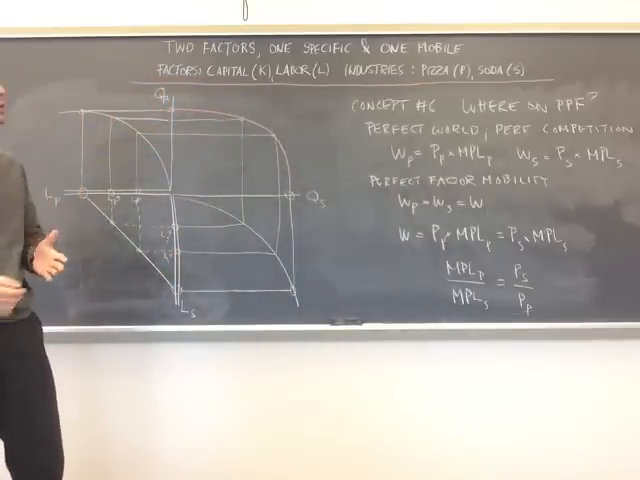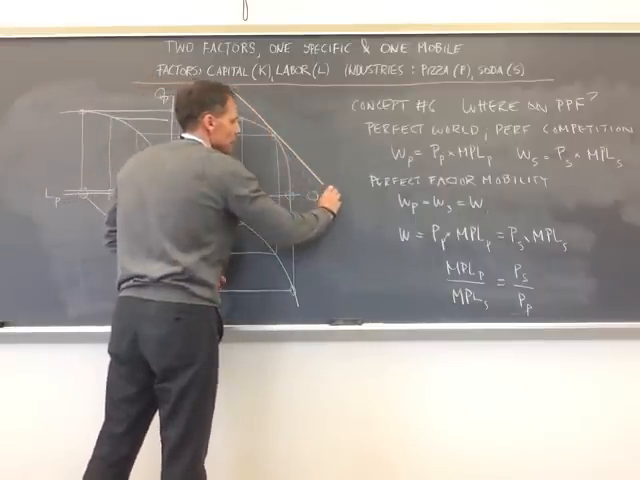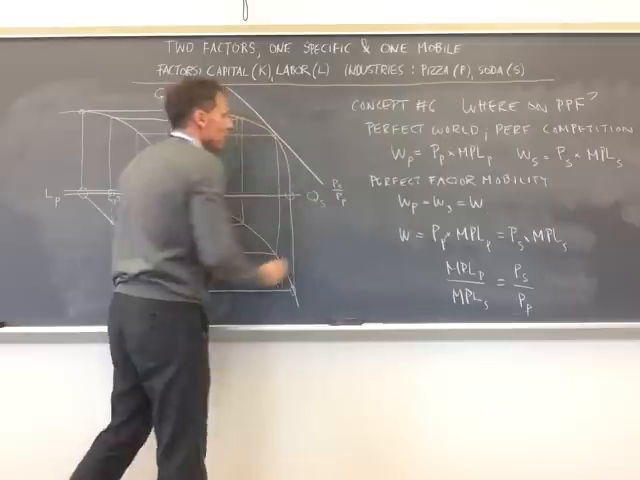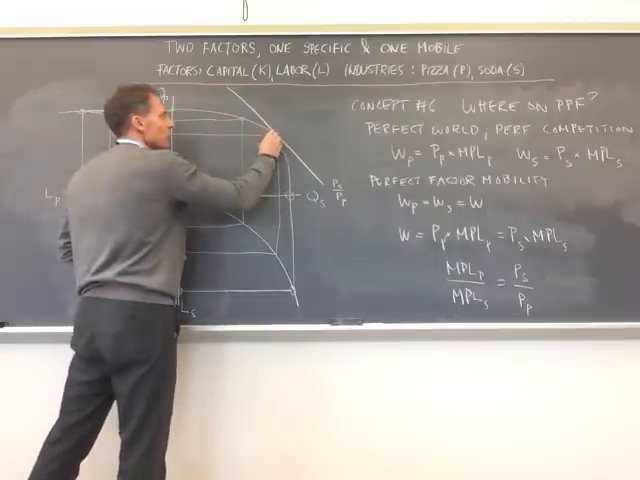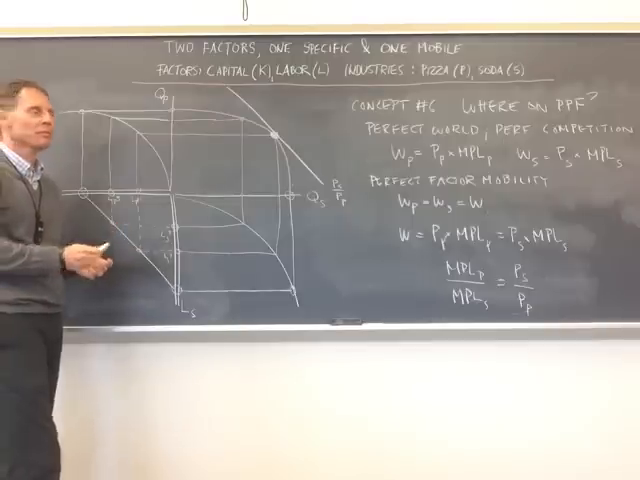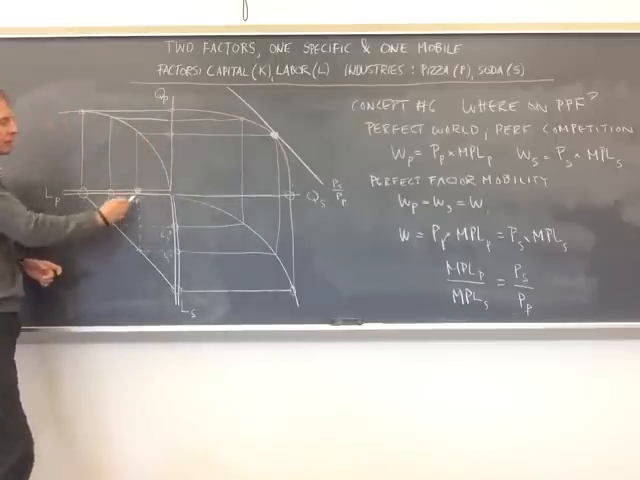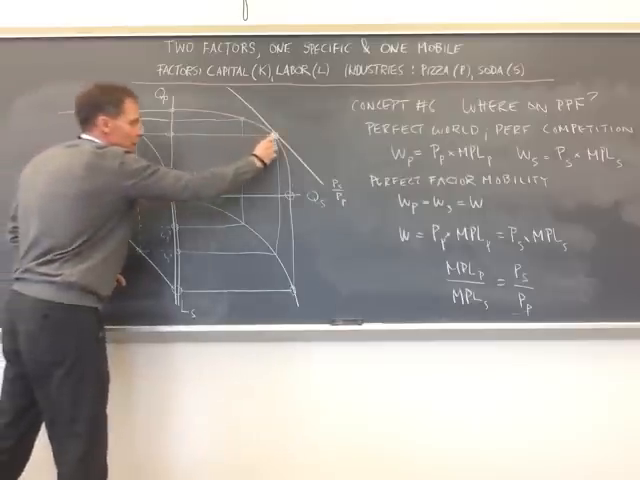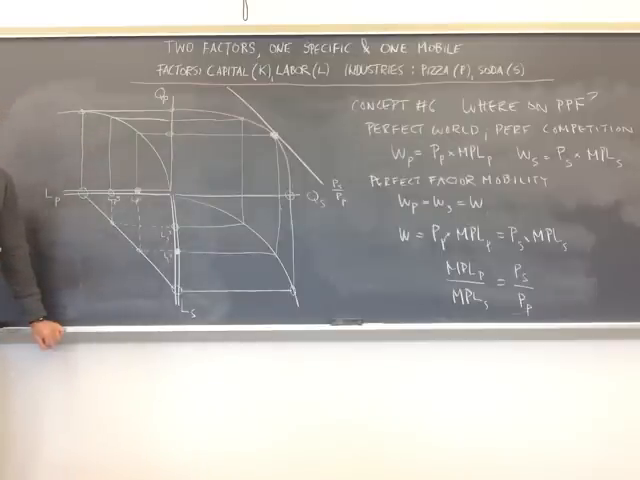Now, suppose I gave you a relative price like this. You can see that this economy would produce where the relative price is equal to the marginal rate of transformation or technical substitution. In order to produce these output levels, they would have to have this many workers in the pizza industry and this many workers in the soda industry. And that would explain everything in this economy.